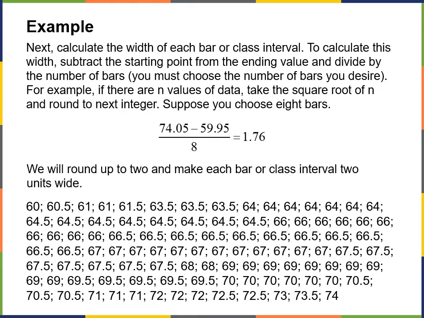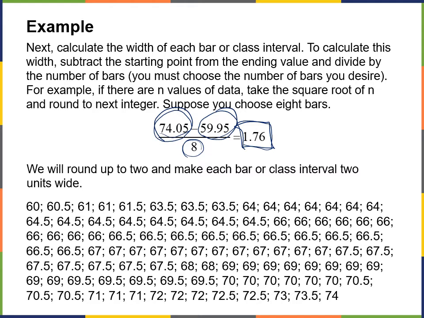Let's say 8. So to figure out what the width of each bar should be, we want to take that bigger number that we want to go up to, and that smaller number we want to start at, take the difference between them and divide by the number of bars we want. In this case, 1.76. 1.76 is going to be the width of each bar.